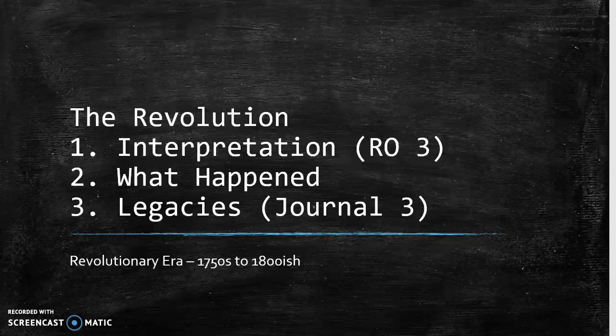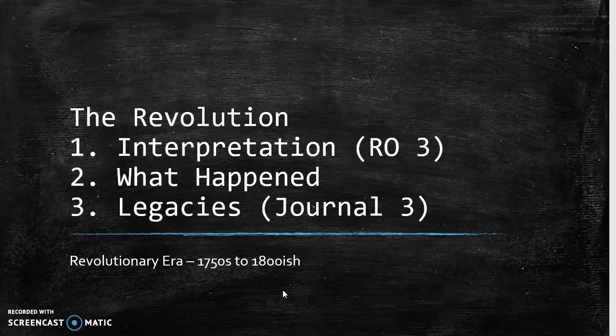So now I'm going to talk to you a little bit about the American Revolution. There's sort of 3 facets I'll be talking about. First is interpretation of the revolution, and that is going to relate to your Reading Outline 3. I'm going to just briefly give you a little timeline of what happened with the American Revolution to sort of hang your hats on as you proceed with week 3. And then we'll talk a little bit about the legacies of the American Revolution, and that will help you with your Journal 3 assignment.